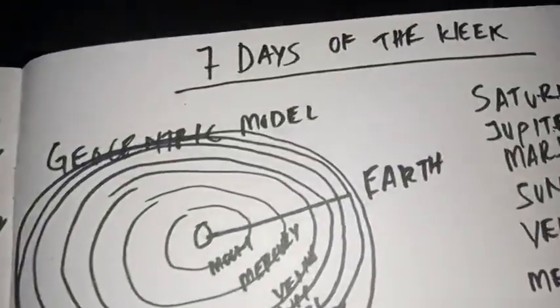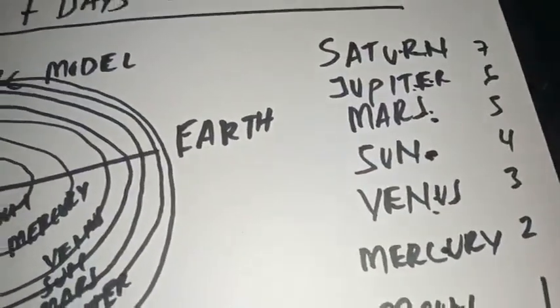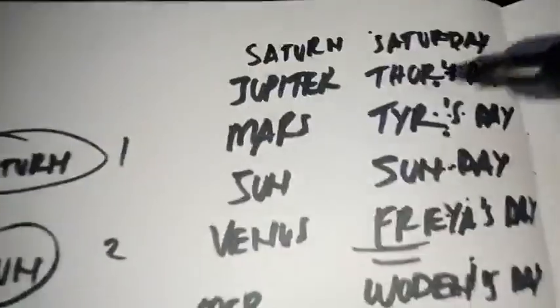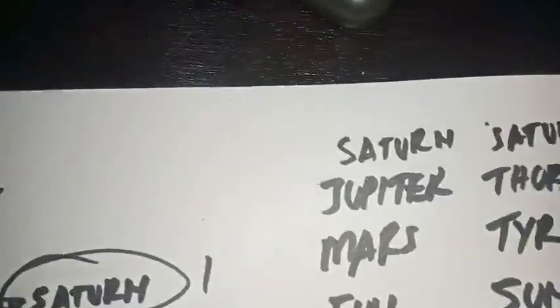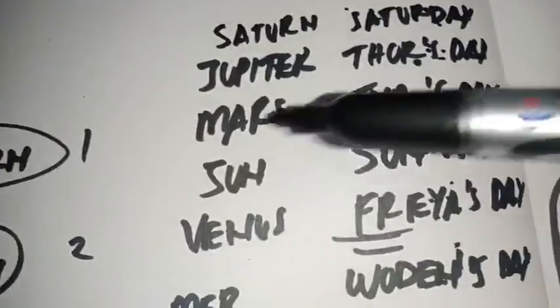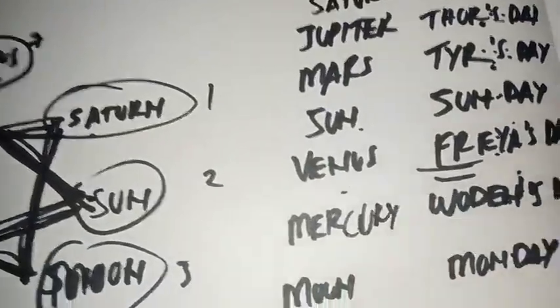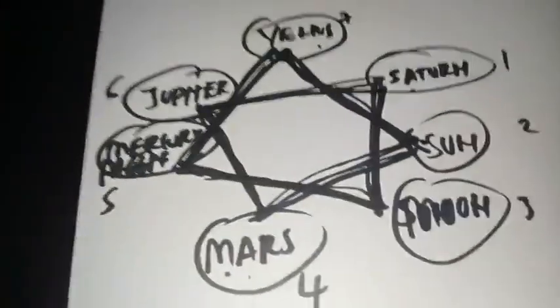So the 7 days of the week were got from the seven luminaries in the geocentric model, where Earth is in the middle. Like you are the point of creation, you're the center of creation. You get the 7 days from the septagram, which I've shown you. Saturn is Saturday, Jupiter is Thursday, Mars is Tuesday, the Sun is Sunday, Venus is Freya, Friday, Mercury is Wednesday, the Moon, Monday, and this is the order.